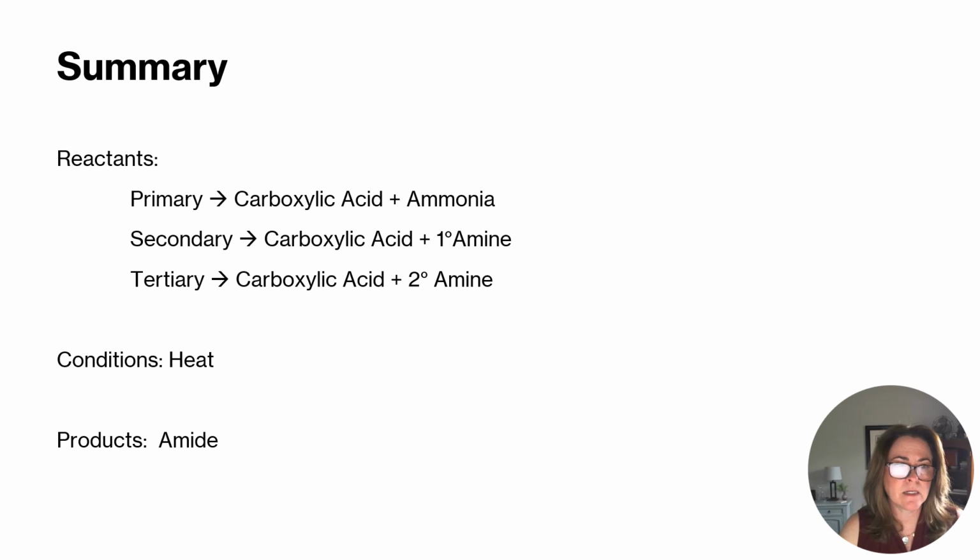All right, so lastly, just wanted to put a summary together for you. You can see that everything is going to be the same, except for depending on what type of amide we are forming. If we are forming a primary amide, then we are reacting a carboxylic acid and ammonia. If we are producing a secondary amide, we are reacting carboxylic acid with a primary amine. And if we are creating a tertiary amide, we are reacting carboxylic acid with a secondary amine.